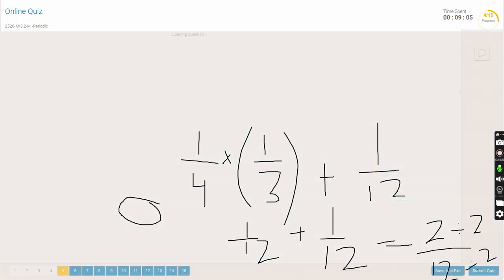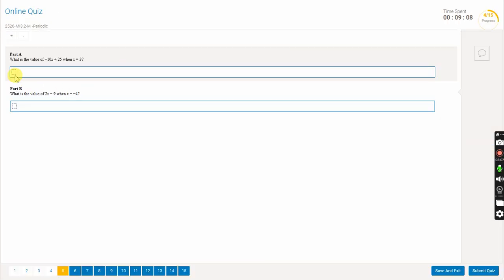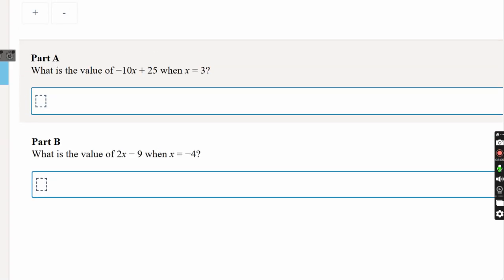Because they're both positive, right? So we just add them. Keep in mind, same signs, you add them, in addition and subtraction. Keep that in mind.